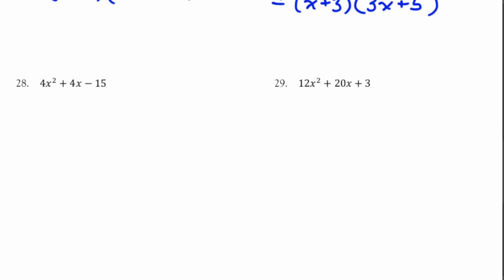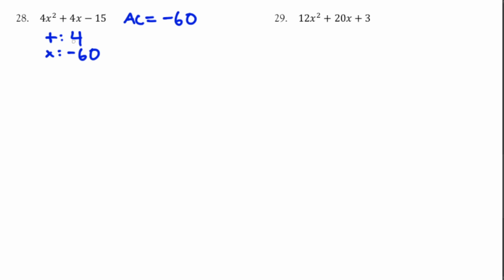Let's keep going. In 28, this 4 means no luck. I cannot do a shortcut. So I'll use the AC method. 4 times negative 15 is negative 60. So I want two numbers that add up to 4 and multiply to negative 60.